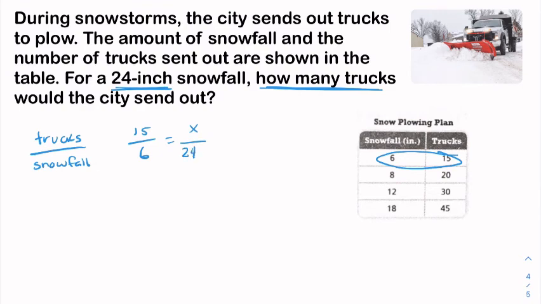Now I need to solve for X. X is being divided by 24, so I need to perform the inverse operation. I'm going to multiply by 24, and whatever I do to one side, I must do to the other. 24 times 15 is 360, and that's still over 6. And on the right side, my 24's cancel out. I'm left with X. Now I'm going to simplify. 360 divided by 6 is 60. That's my value of X.